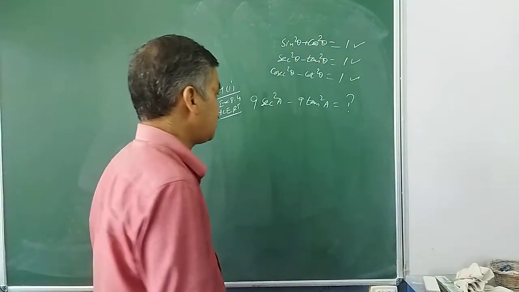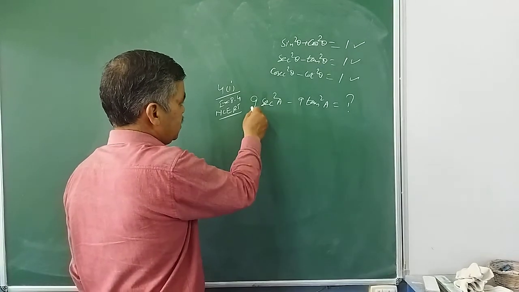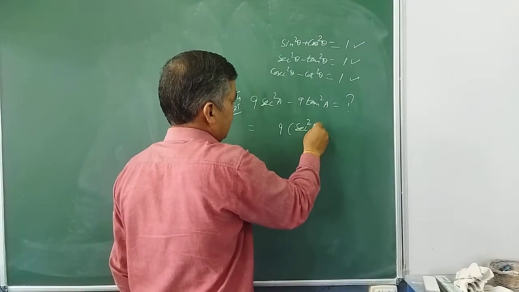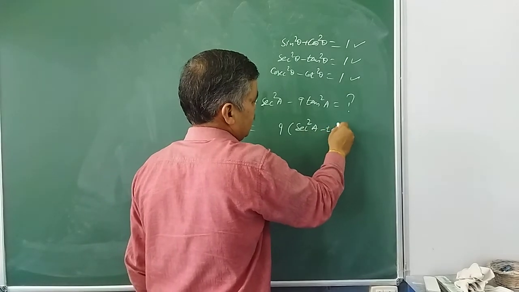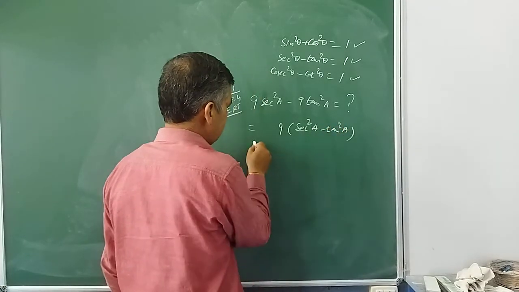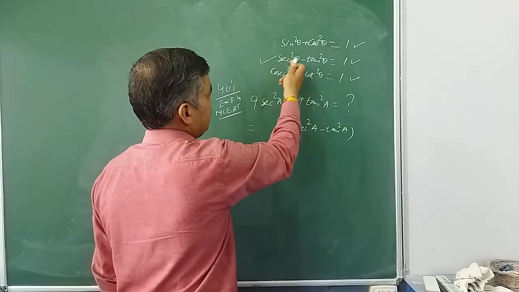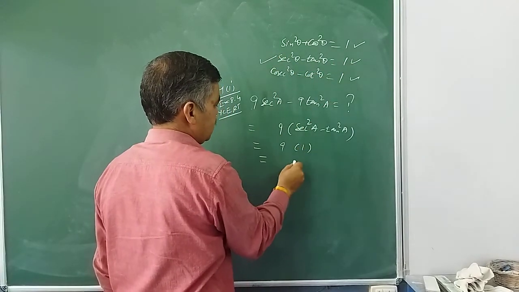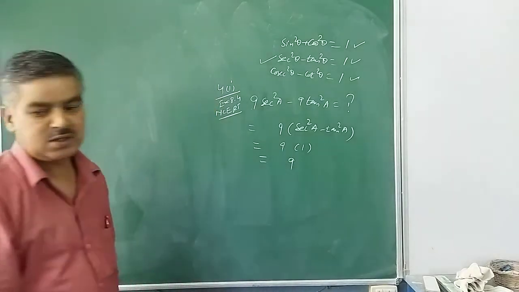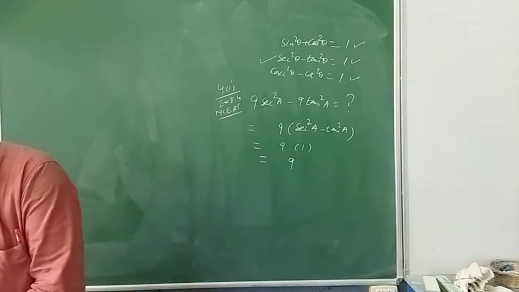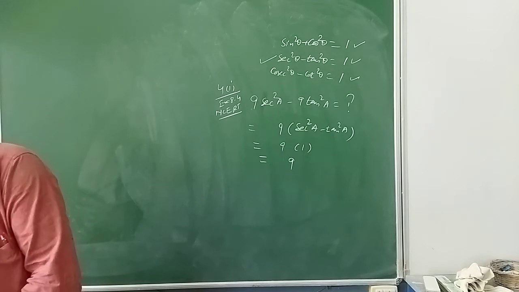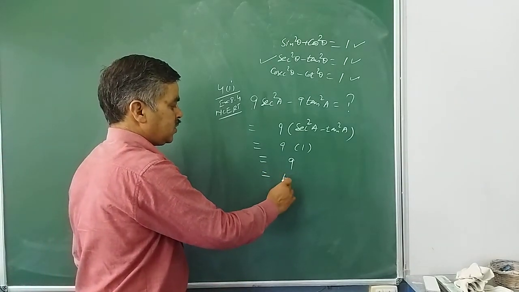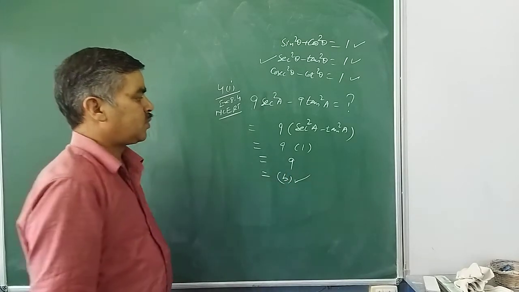So I use this, 9 is common, I take that out. This is secant square a minus tangent square a. Now look at this, secant square theta minus tangent square theta, I said is 1. So 9 into 1 is 9. That is one of the options out of 4, and that is B. So option B is the correct option from your answer point of view.